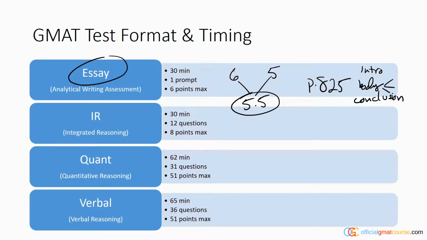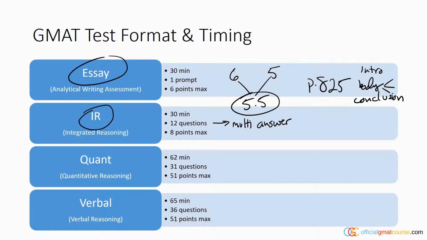The next section we'll talk about is the integrated reasoning section called the IR. It's also a 30-minute section. There are 12 questions, but most of them have multiple answer choices. So because there's multiple answer choices, you have to get all answer choices on the question correct in order to get the single point for that question. So for example, a question might have 3 sub-questions under it, and if you miss just one of those sub-questions, you'll lose the entire point for that question.